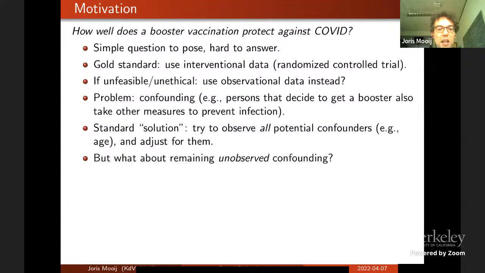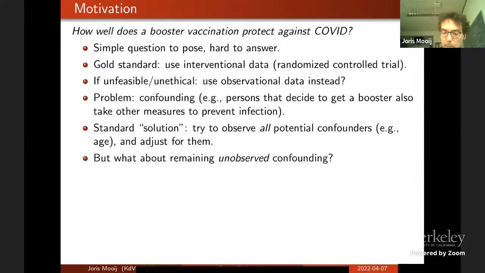So a standard solution in a way is to try to observe all potential confounders. For example, age could be one of those confounders, and try to adjust for them. But of course, how do you know whether you have observed all potential confounders? And in practice, there will always be some remaining unobserved confounding.